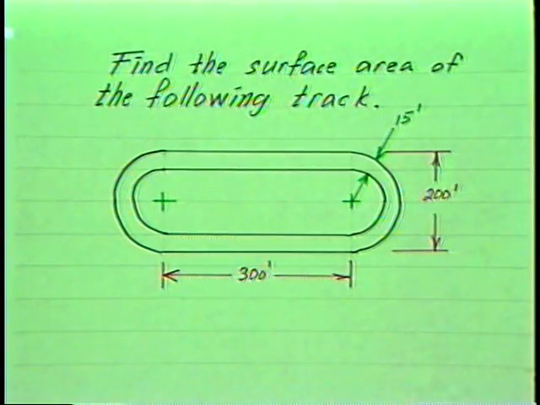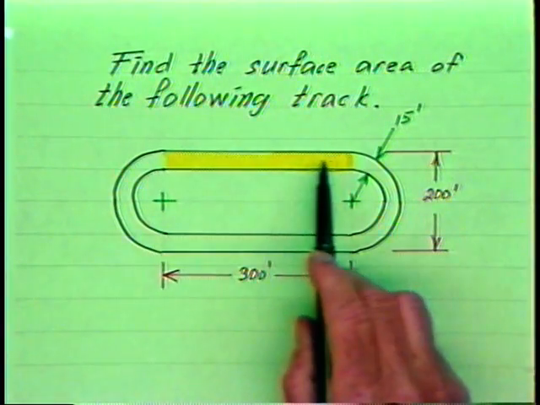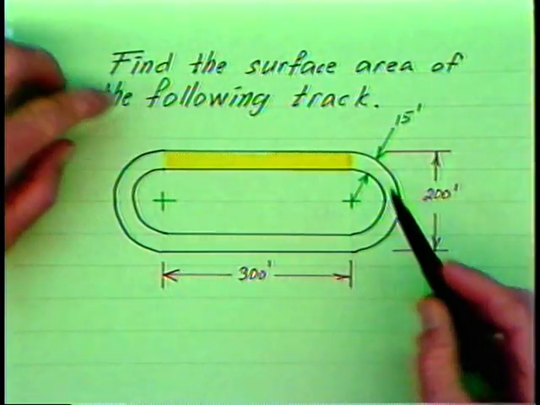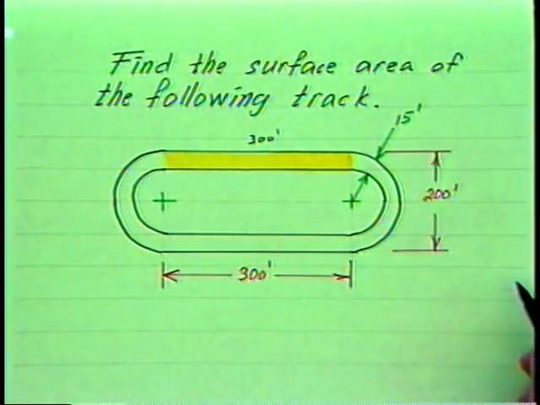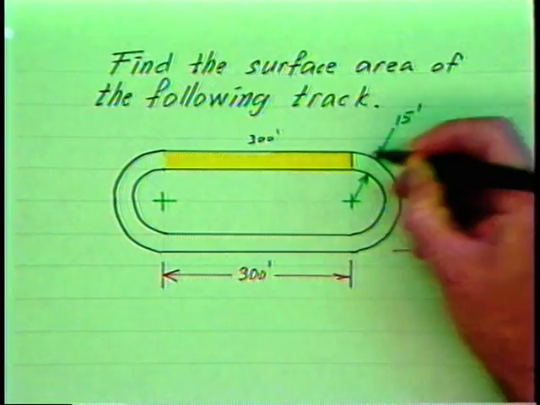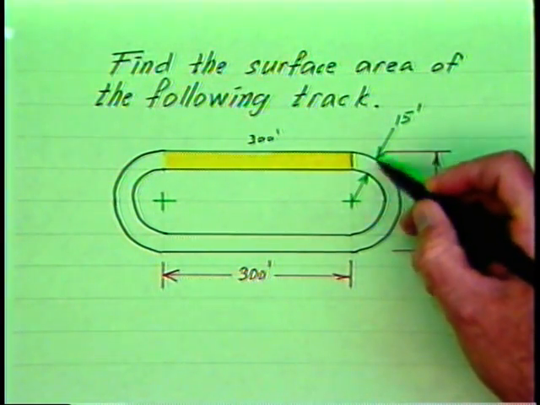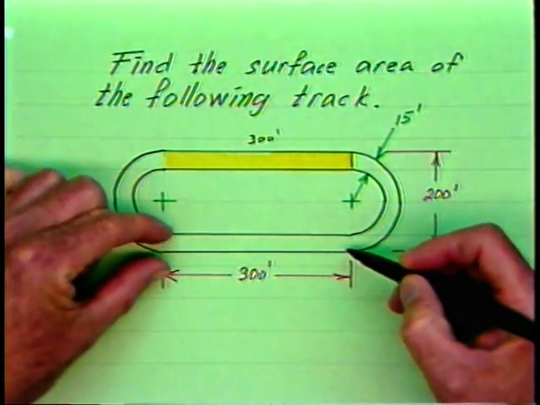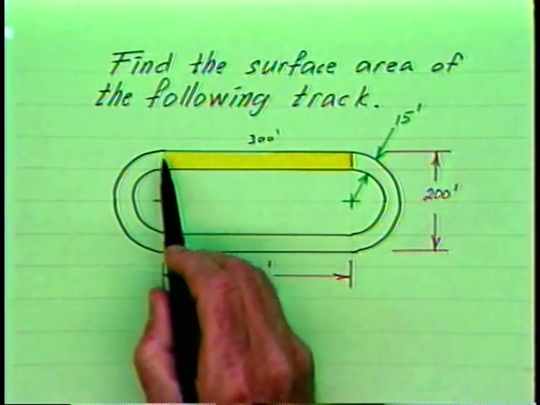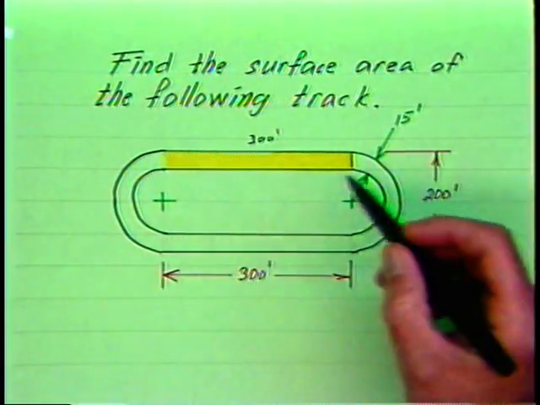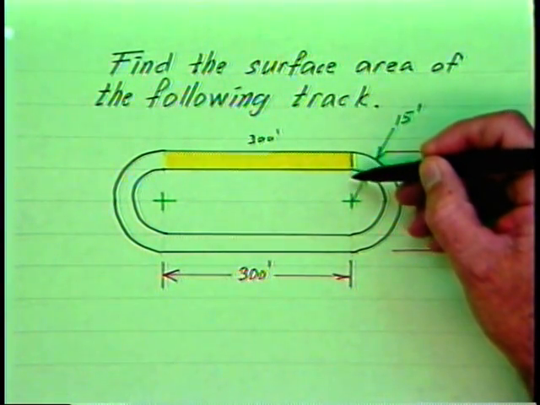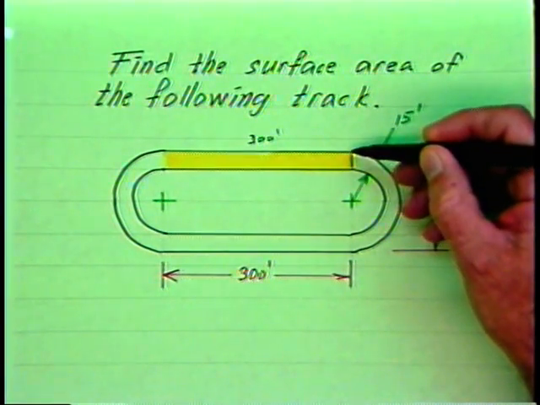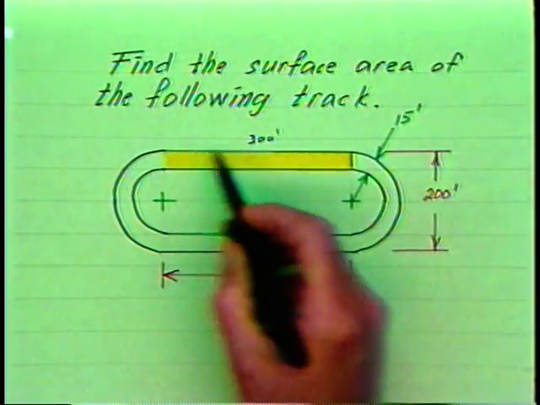So perhaps the first thing we notice about this particular figure is that one of its straightaway stretches is a rectangle that's 300 feet long by 15 feet wide. And furthermore, I have two of them, so I can find the area of this strip and double it, or I might just as well double it while I'm here. If this is 15, then if I'm going to double it, it's going to be 30. So I have a 30 by 300.